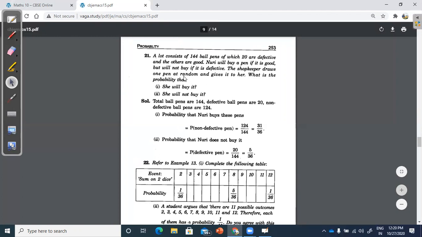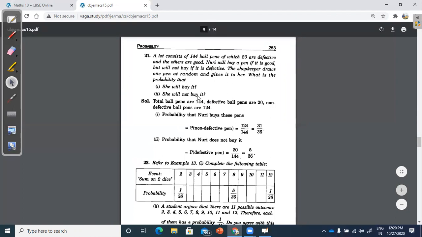The shopkeeper draws one pen at random. What is the probability that she will buy it? So she is going to buy a good pen. That means they are asking what is the probability of a good pen. So how many good pens are there? 20 were defective, so 124 are good. So probability will be 124 by 144. We can cancel by 4. We get 31 by 36.